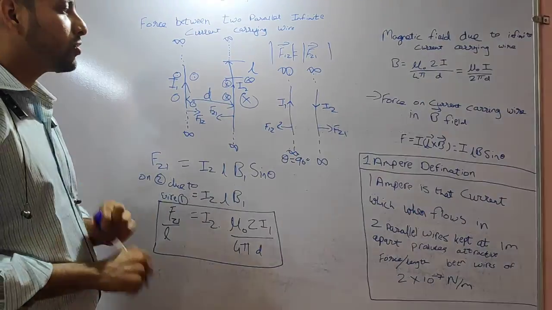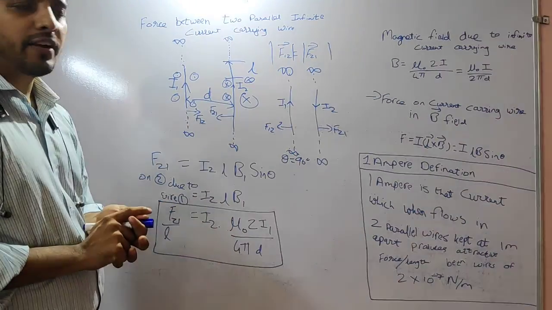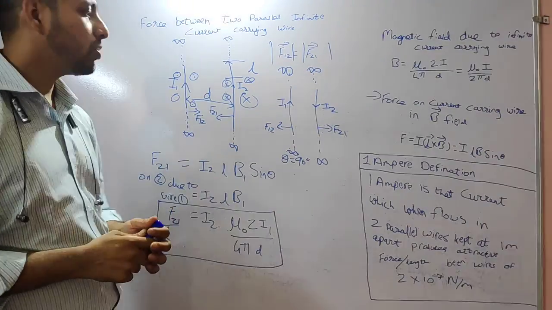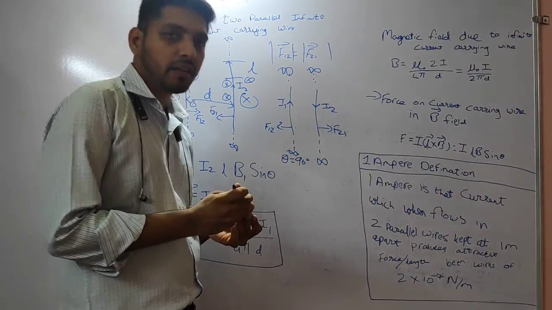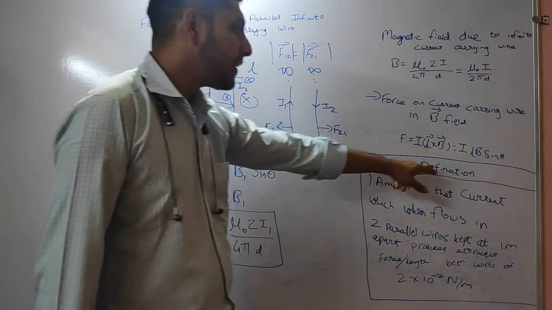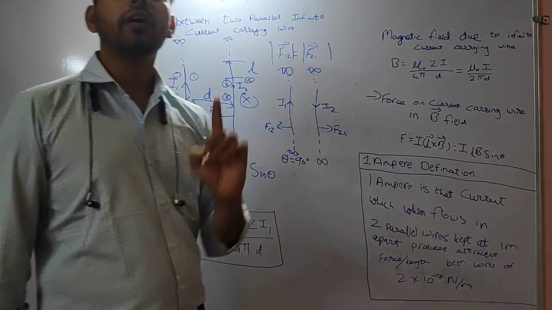What you need to do is find the direction of the magnetic field using curling of fingers, and then the direction of force. I hope this much is very clear to you. Now, based on this, we can define the ampere. We can define what 1 ampere is.